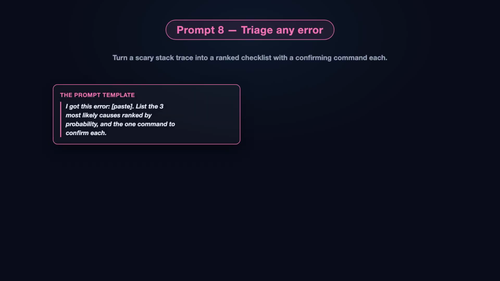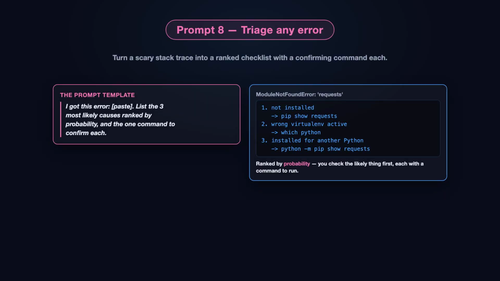Prompt 8, turning a scary error into a checklist. When you hit an error you don't recognize, don't ask what does this mean, ask for a ranked plan. I got this error, and you paste it. List the 3 most likely causes ranked by probability, and the 1 command to confirm each. Ranked by probability means you check the likely thing first instead of rabbit holing on the exotic one. And one command to confirm each turns vague theories into a to-do list you can actually run.